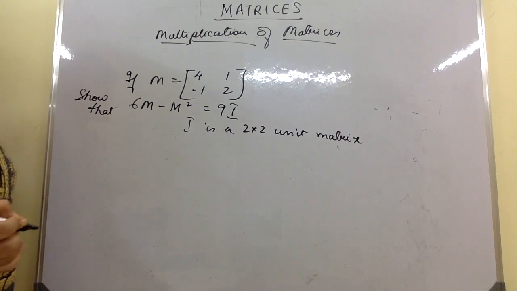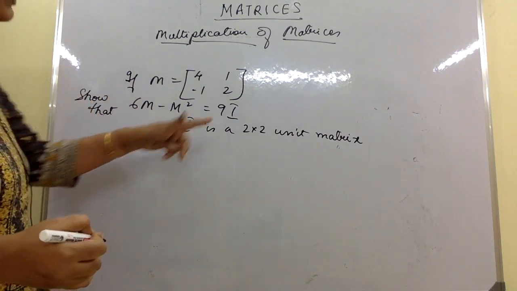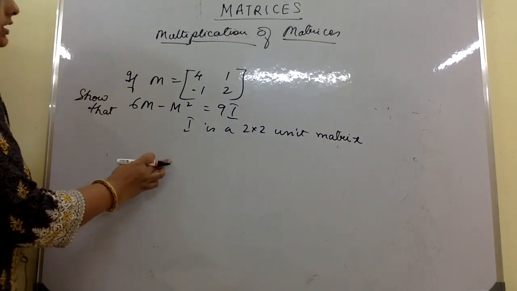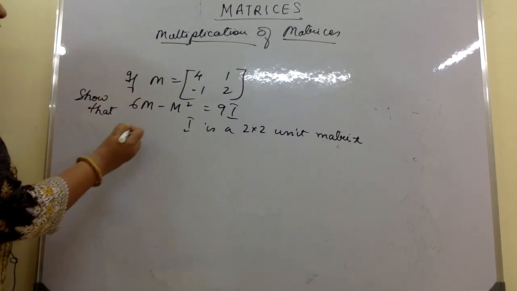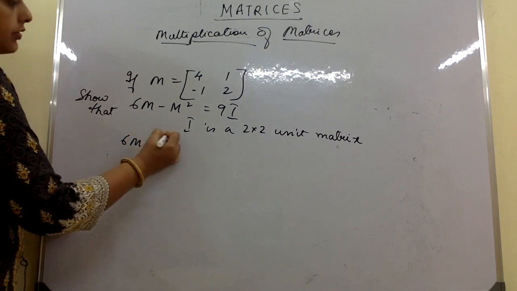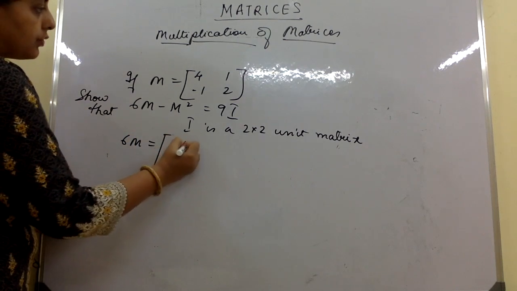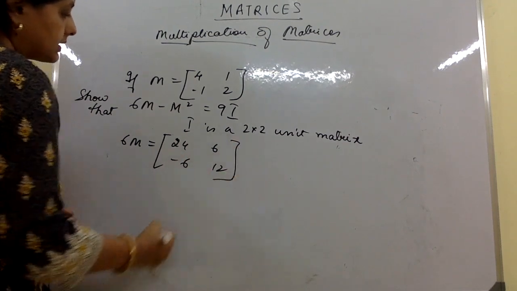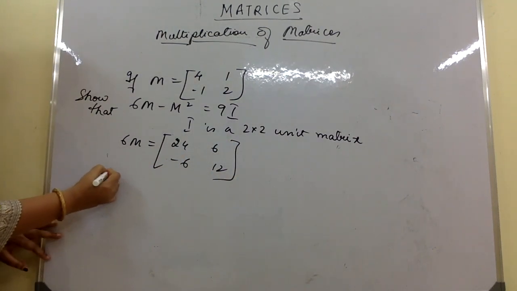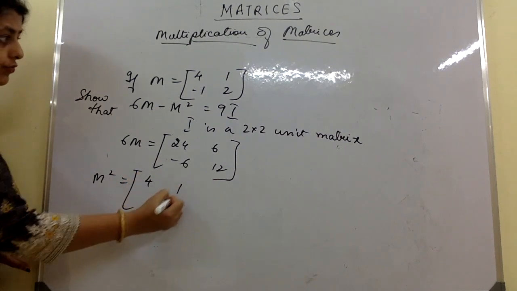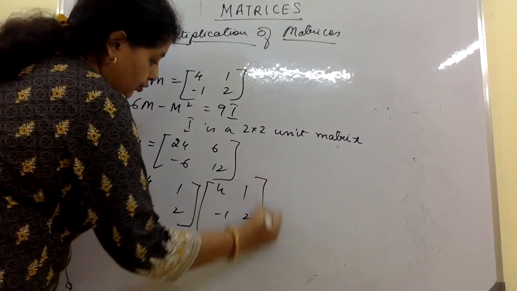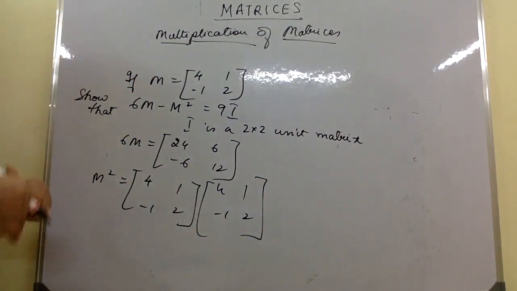Now they have told us if M is this, show that this, where I is a 2 by 2 unit matrix. So we will first try out the left hand side. How much is 6M? First thing, 6M is 24 and then 6, and I'm just multiplying minus 6 and 12. 6M ready. Now M square. M square is 4, 1, minus 1, 2, and 4, 1, minus 1, 2. Now we are starting to do M square, but listen here.